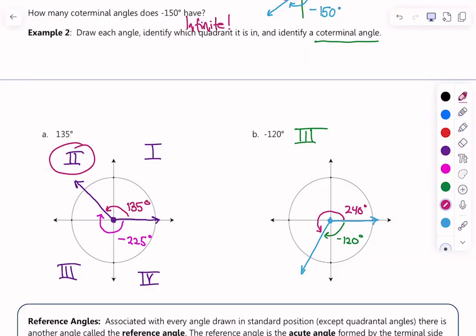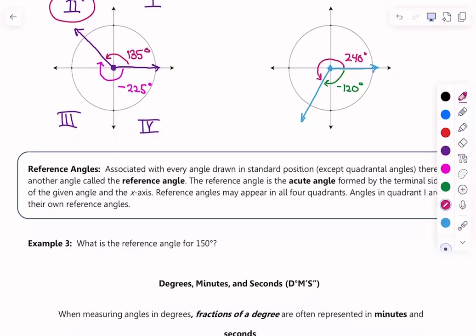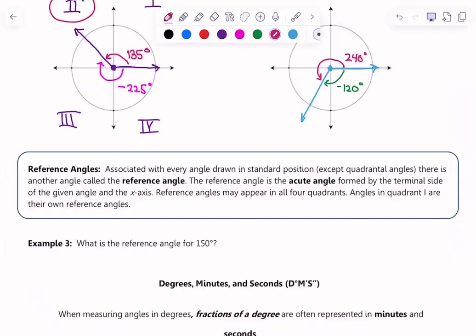All right, there's a lot of definitions with this lesson. The next one is reference angles. And I really have to emphasize this. These are very, very important. We're going to use them for the rest of the term. So please, please, please make sure it clicks in your brain and you ask questions if you have them. Now, a reference angle is associated with every angle drawn in standard position, except quadrantal angles. So that just means it's on the x or y axes.